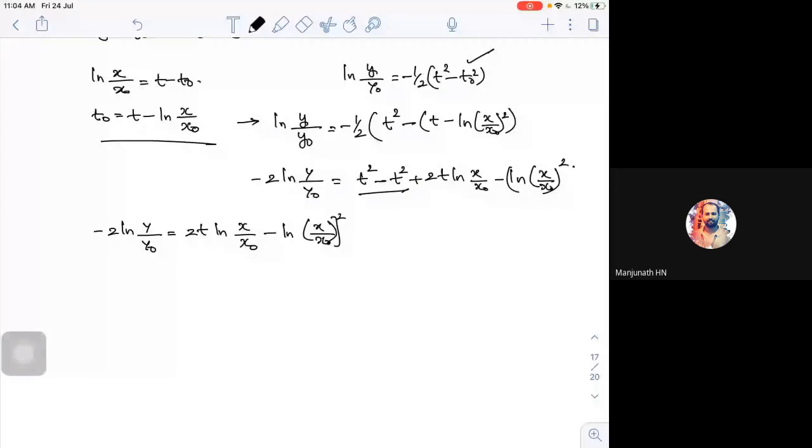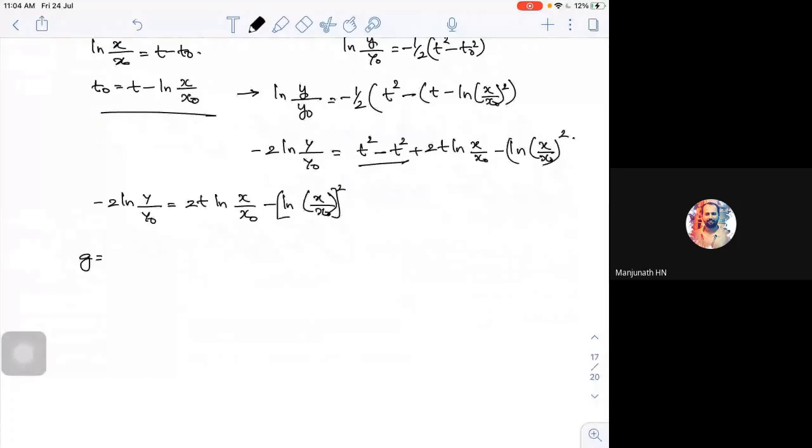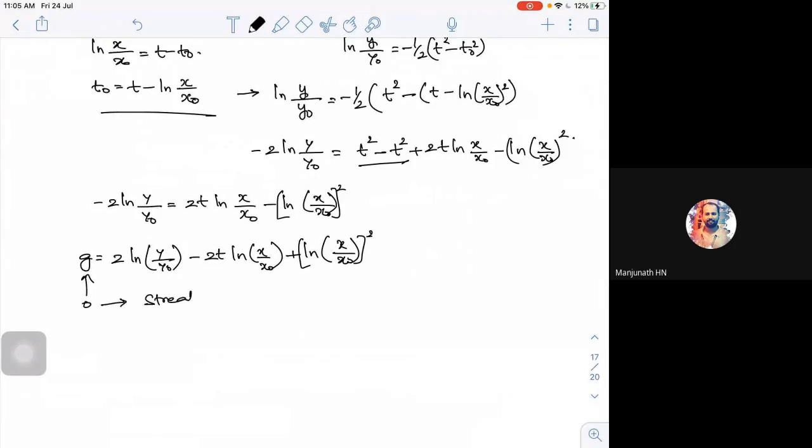Now, if I try to set this to some function, some implicit function, say g is equal to 2 into ln of y by y naught minus 2t into ln of x by x naught plus ln of x by x naught whole square, and if I set this particular thing to 0, whatever line I'm going to get is the streak line. We have to do this particular thing.